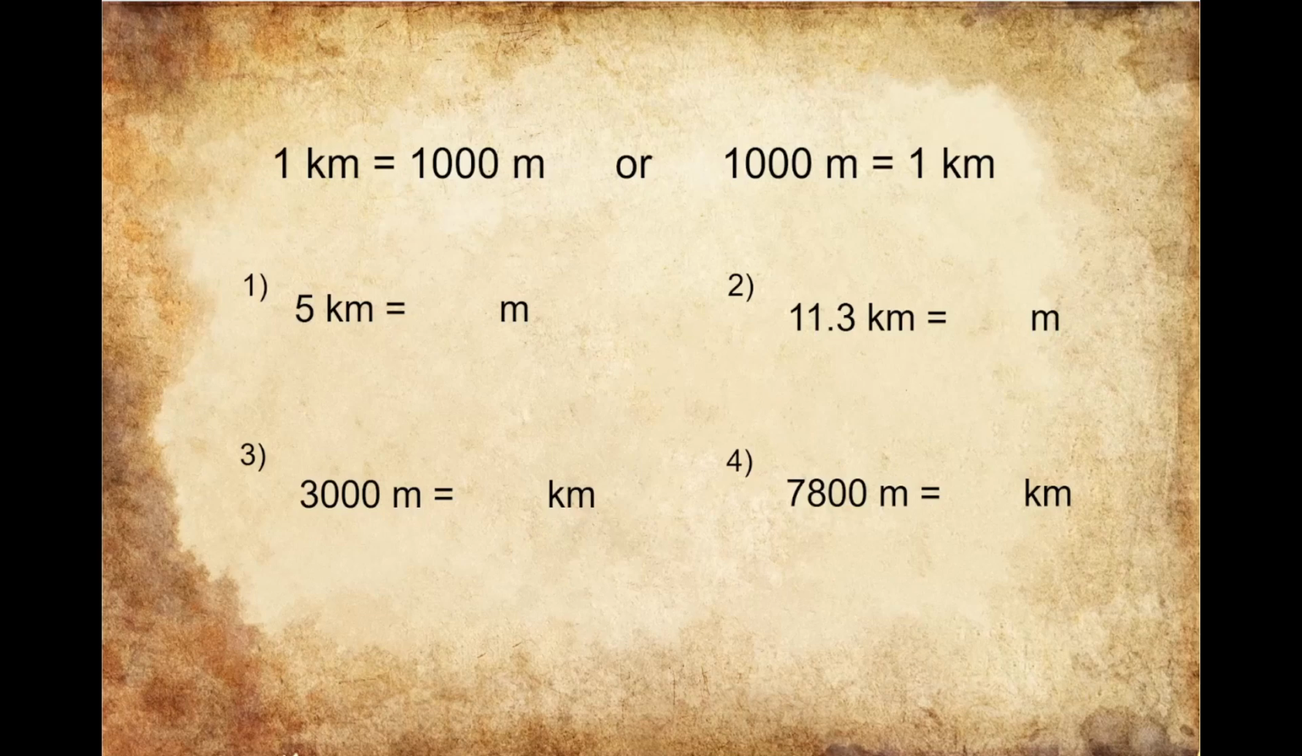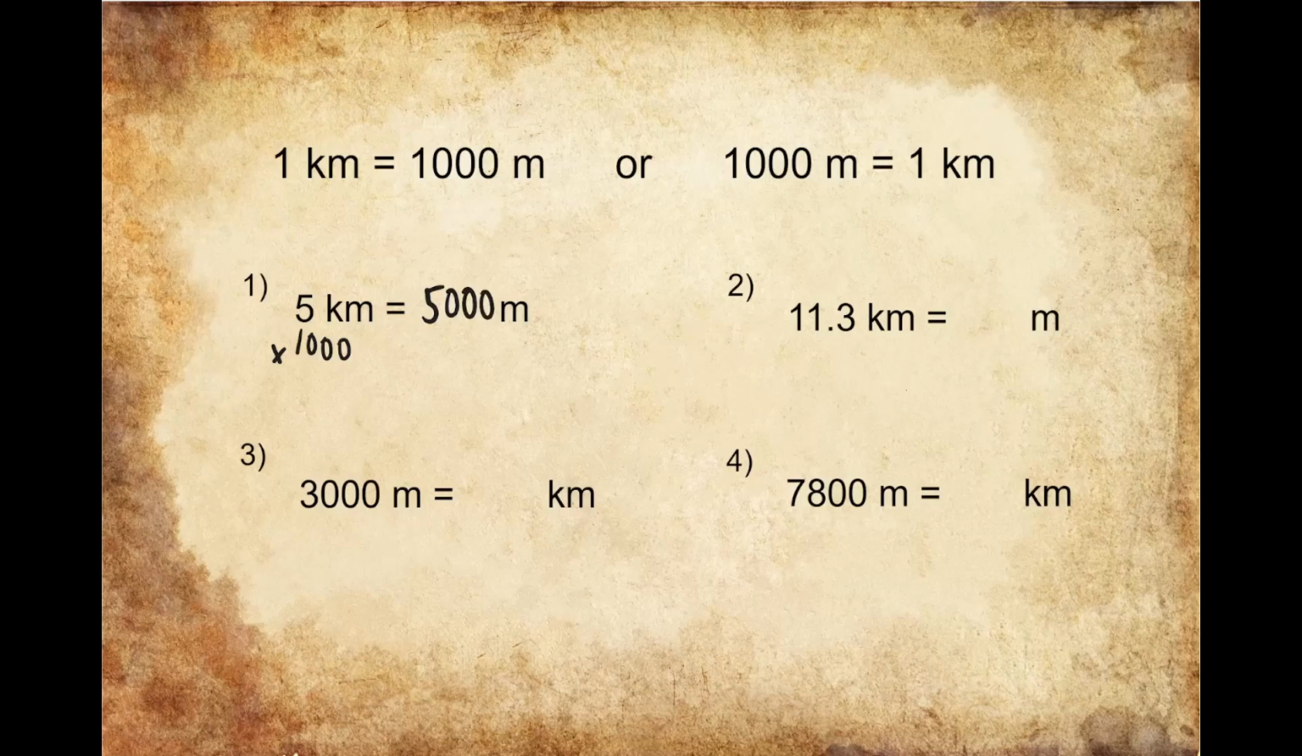So in question number one, we're being asked to convert 5 kilometers into meters. And now we know from the conversion up above that 1 kilometer is equal to 1,000 meters. So if I have 5 kilometers, that means that I'm going to have 5 equal groups of 1,000 meters. So whenever I'm converting kilometers into meters, I can multiply the value of my kilometers by 1,000, and that's going to give me the value in meters. So 5 times 1,000 gives us 5,000. So 5 kilometers converts into 5,000 meters.